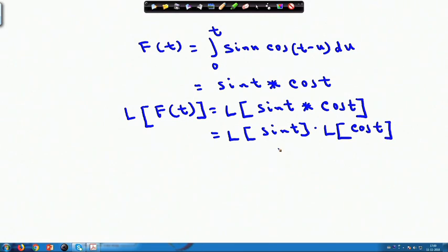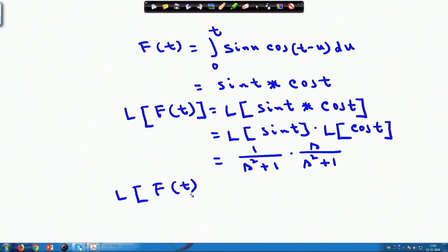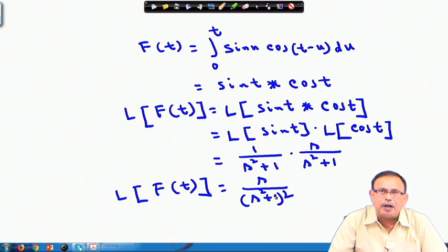So, once I know the Laplace transform of sin t and of cos t, I can write it like this: 1 by s square plus 1 into s by s square plus 1, where 1 by s square plus 1 is the Laplace transform of sin t and s by s square plus 1 is the Laplace transform of cos t. So, you can write the Laplace transform of f(t) equals s by (s square plus 1) whole square. Once I am getting the Laplace transform of f(t) as a function of s, I can find the value of f(t) using the inverse Laplace transform, that is, f(t) equals Laplace inverse of s by (s square plus 1) whole square.